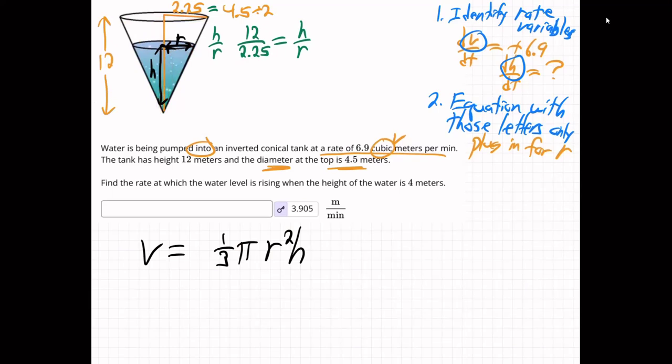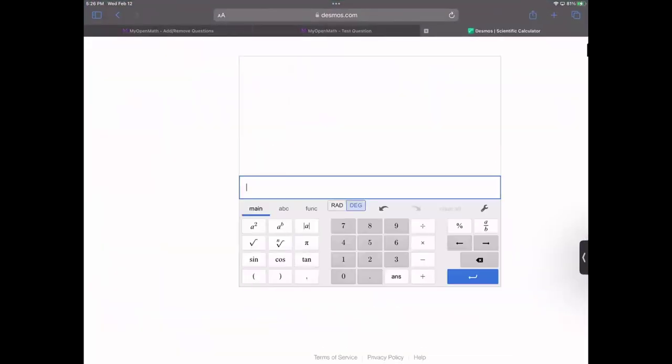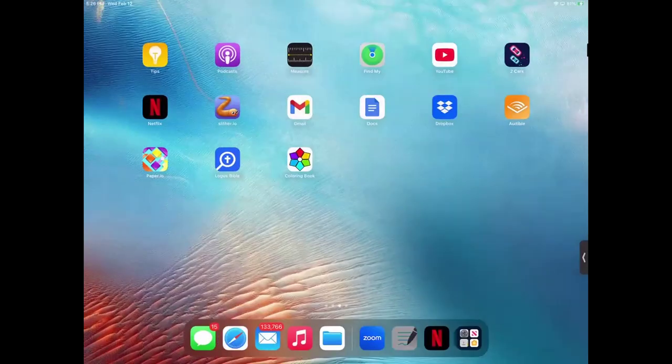So what? Well, then I can go diagonal, diagonal. 12R equals 2.25H. Remember, I'm trying to plug in for R. So finish solving for R there. Divide by 12. R equals 2.25 over 12. Let's go to Desmos. 2.25 over 12. Hopefully it's clean. Yeah, 0.1875.